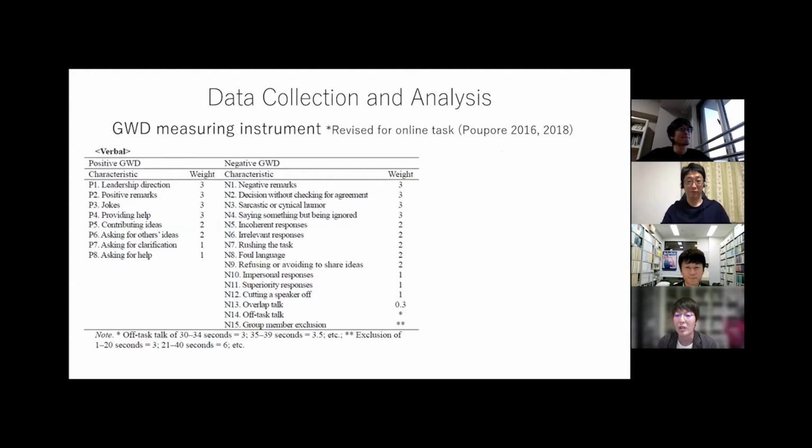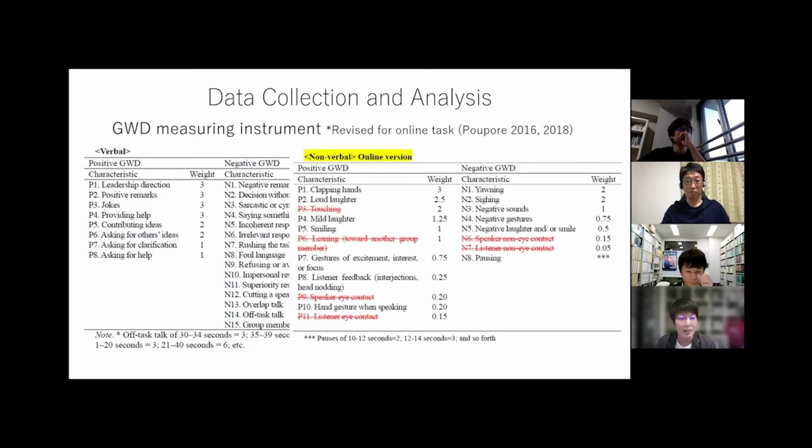The transcribed data was calculated based on Poupore's group work dynamics measuring instrument, and we revised it by removing some items to make it fit for a task to be done online. Also, we calculated the characteristic behaviors based on the list of the GWD measuring instrument. This list is divided into 4 categories, positive and negative, and each includes verbal and nonverbal sections. Okay, this is the list, which is divided into 4 categories. And as I said, behaviors not arising from online activities are excluded in advance.